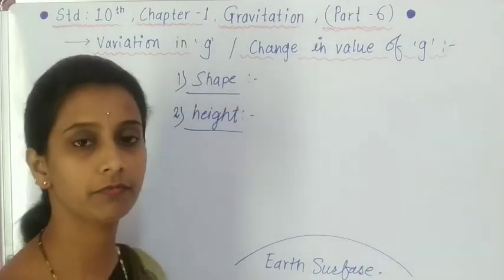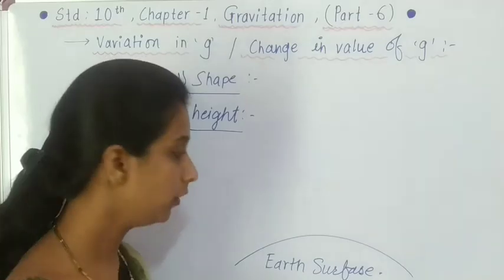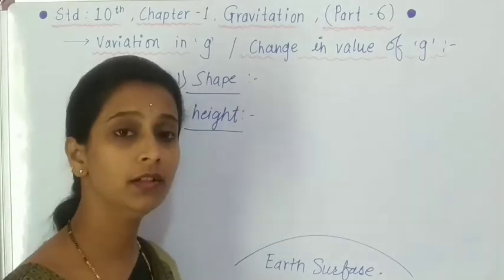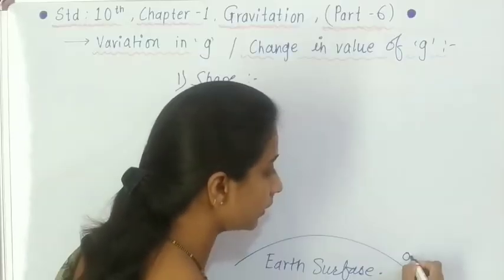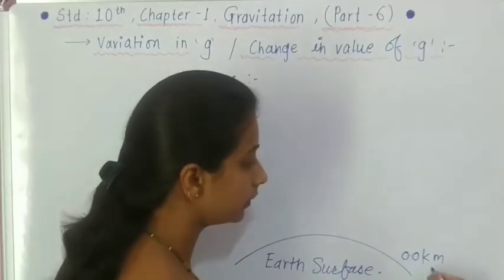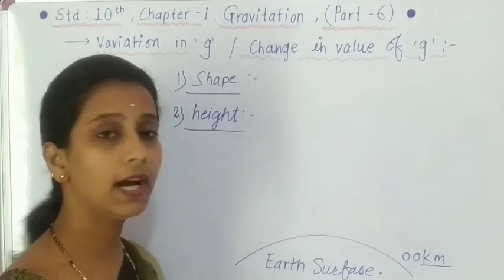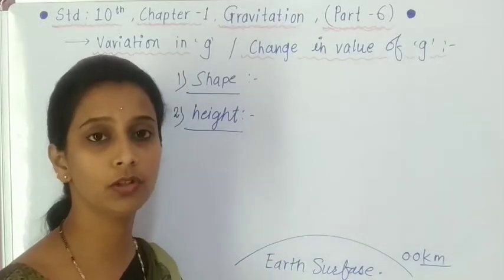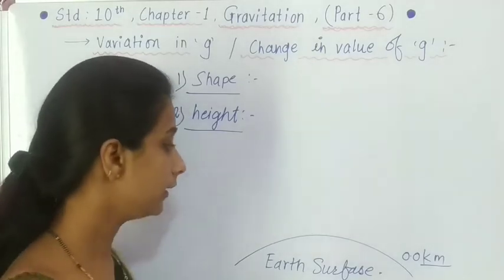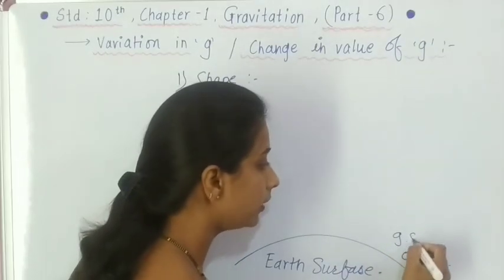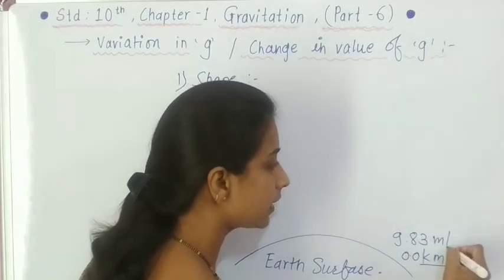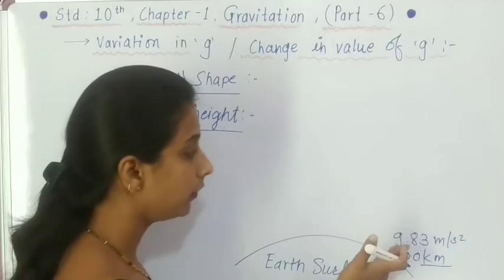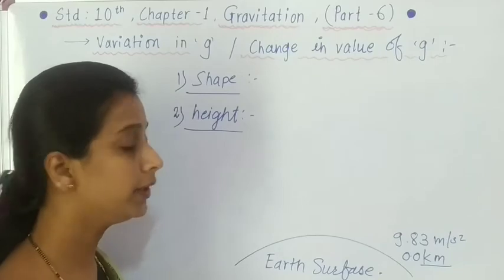Okay, suppose this is the earth surface, and we measure the height of any object from the earth surface. At the earth surface, what will be the value of height? It is 0 kilometers. Let's take all the heights in kilometers. So at the surface the height will be 0 kilometers, and we also know that at the surface the value of g is 9.8 meter per second square. Okay students, at the height of 0 kilometers, the value of g is 9.8 meter per second square.